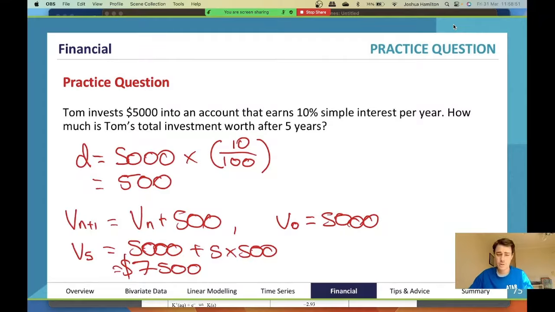Important with finance, you put the units on at the end. It's really important you have the units at the end. You always need to put the units on. So the value of the investment after 5 years is $7,500, and that's how you go about that question. So simple interest, simple question.